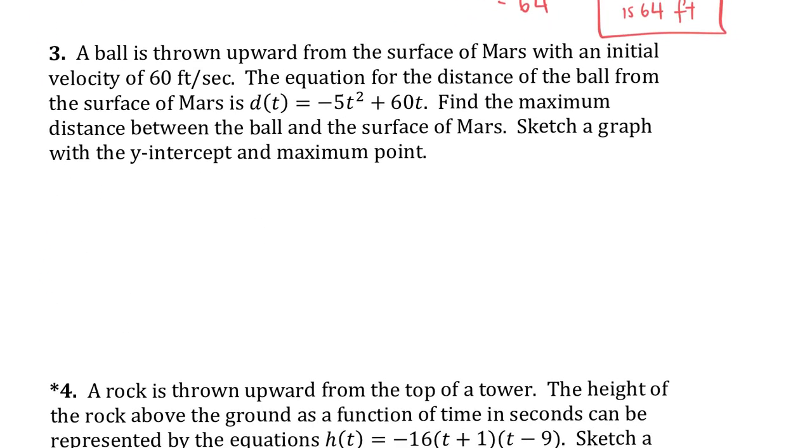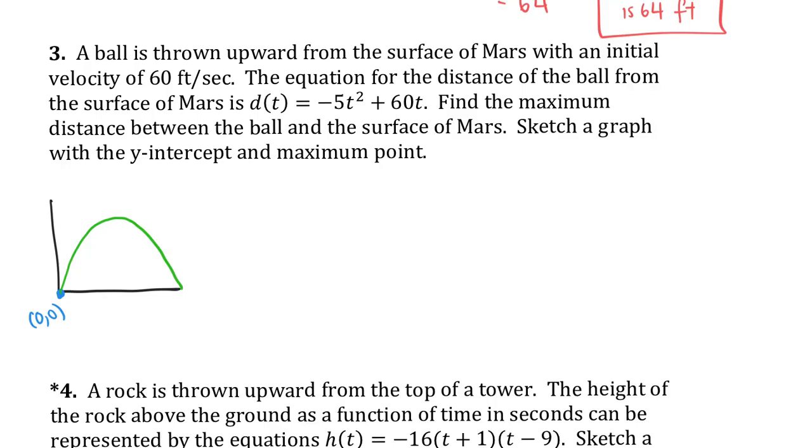Okay, a ball is thrown upward from the surface of Mars with an initial velocity of 60. The equation for the distance from the ball from the surface of Mars is negative 5t squared plus 60t. Find the maximum distance between the ball and the surface of Mars. Sketch a graph with the y-intercept and maximum point. I'm going to do the graph because it helps me understand the question. Okay, the y-intercept, A, B, no C. C equals 0. 0, 0. Okay, does this make sense? Okay, the ball is thrown upward from the surface of Mars. So it starts on the ground of Mars, goes up, comes back down.